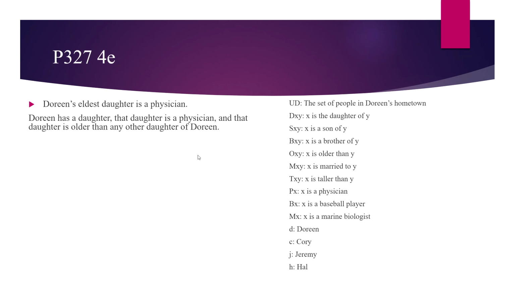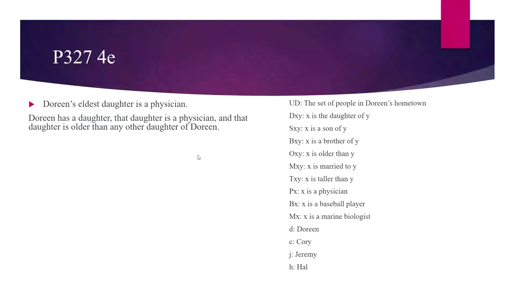Next, we have Doreen's eldest daughter is a physician. So there are three things that we need to say with this sentence, right? We need to say Doreen has a daughter, that same person is a physician, and that daughter is older than any other daughter of Doreen. So the last part is exactly the same as the previous one we just did, right? Where we said Jeremy was the oldest son of Corey.